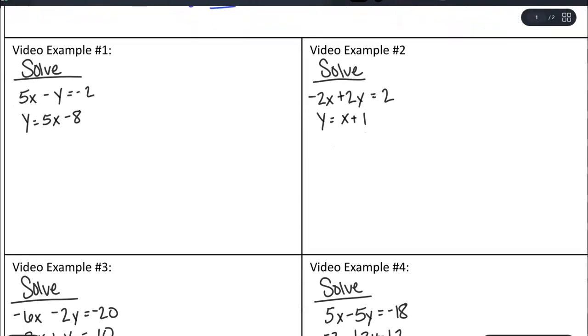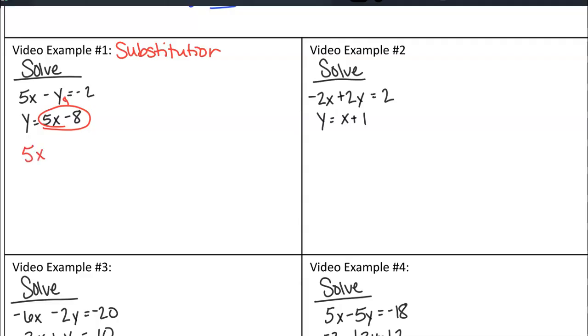Our directions don't tell us what method to use, but we need to rely on the information that we've learned from past lessons to decide what would be the best method. So as I look at number 1, that first equation is in standard form. The second equation is solved for y. So since we have an equation solved for y, the best method would be substitution, because we are going to substitute this into the other equation.